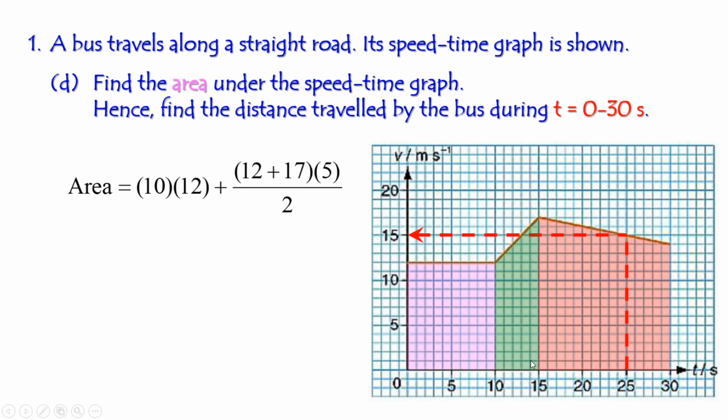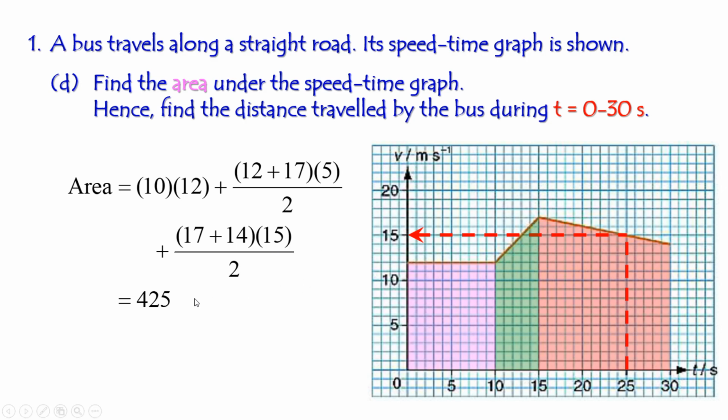The upper length is equal to 17, and the lower length is equal to 14, and the height is 15, and then divided by 2. So the sum of all these 3 terms will be the area under the speed time graph. So you can use your calculator to find out the answer, which is equal to 425. Is it okay? But don't forget to write down the unit.